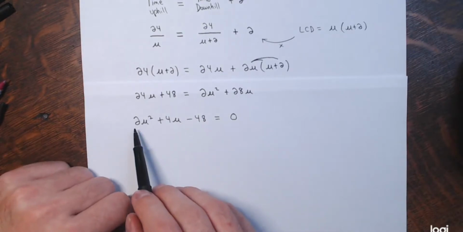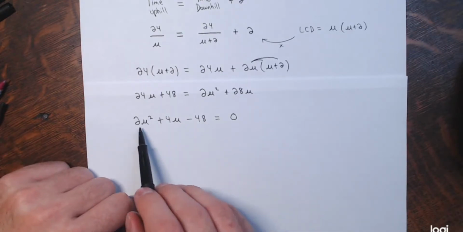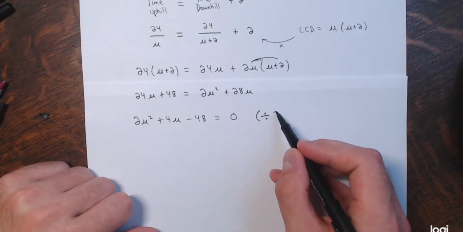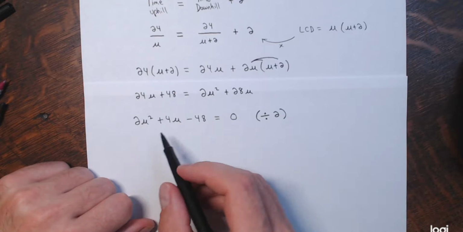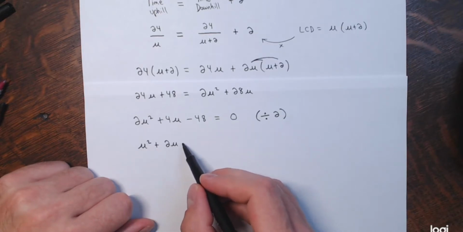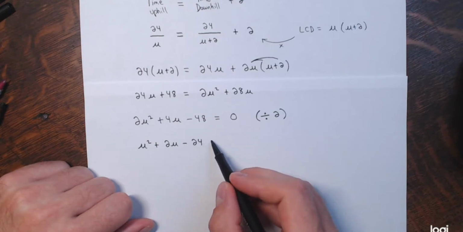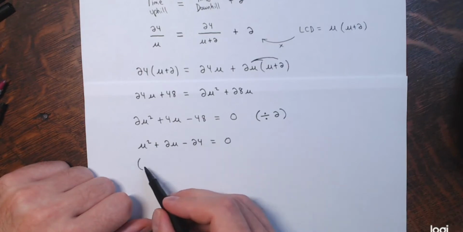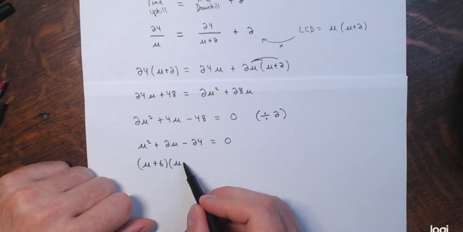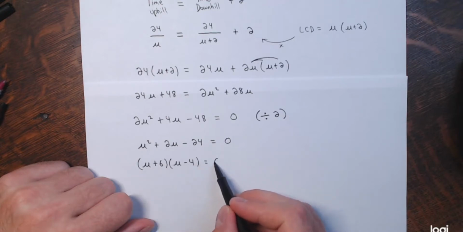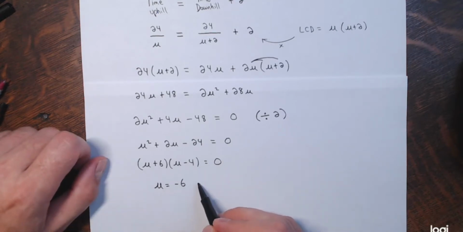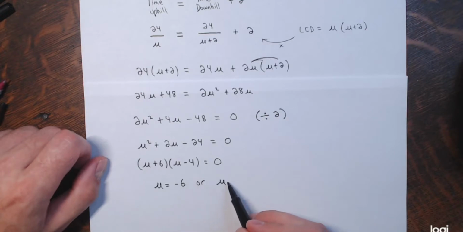Now, one thing I noticed is that all the coefficients here are even. So just to make the numbers a little smaller, I'm going to divide everything by 2. Gives me u squared plus 2u minus 24 equals 0. This is nice and factorable, right? This would factor to (u plus 6) times (u minus 4) equals 0. And then the possible solutions are u equals negative 6 or u equals positive 4.